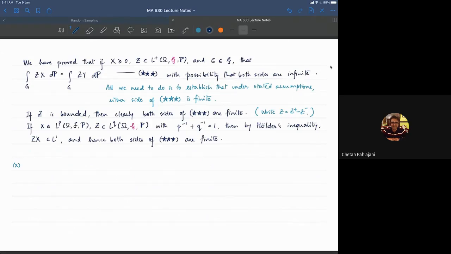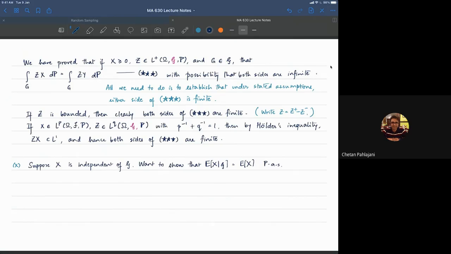Okay, so let me just rewrite this. Suppose X is independent of G. What do we want to do? We want to show that E of X given G equals E of X, P almost surely.